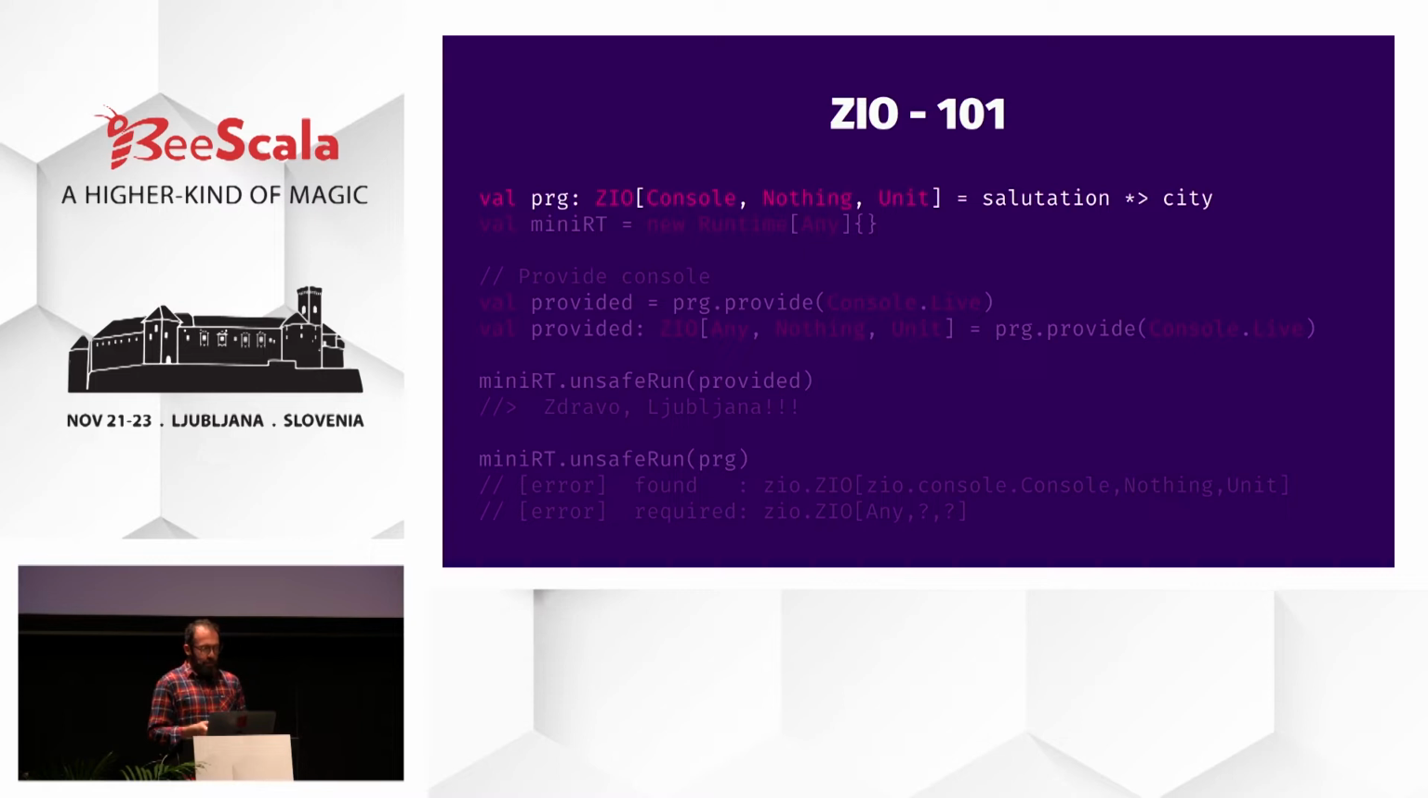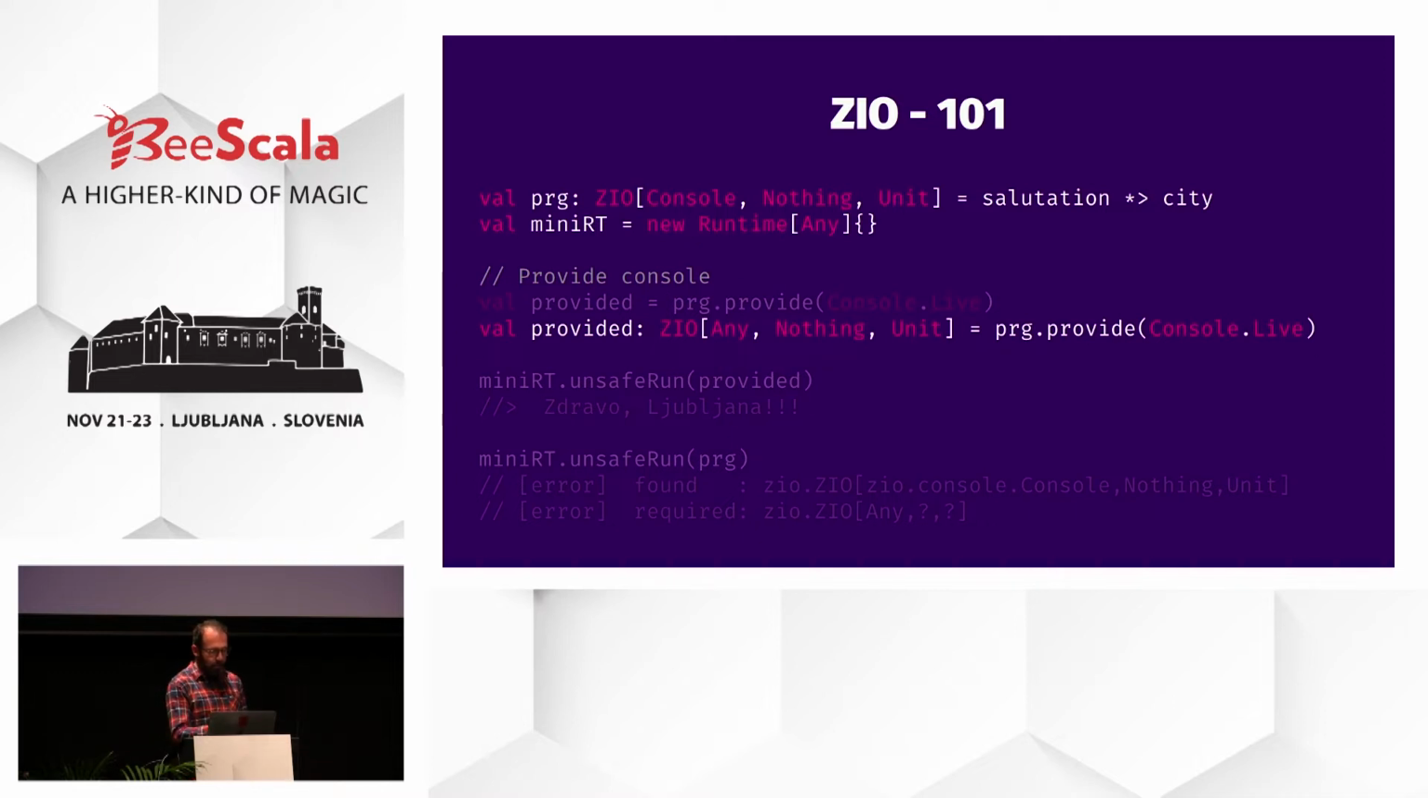But actually, how is it possible that our program that requires a console was able to run? Well, the thing is that the runtime that ZIO provides by default already provides a console. If I use the minimum runtime that I can build, it doesn't provide anything. So the general process is to first satisfy the requirements that the program has by providing whatever it needs. In this case, I'm using this provide method to provide my program that requires a console with a console. And this is reflected in the types.